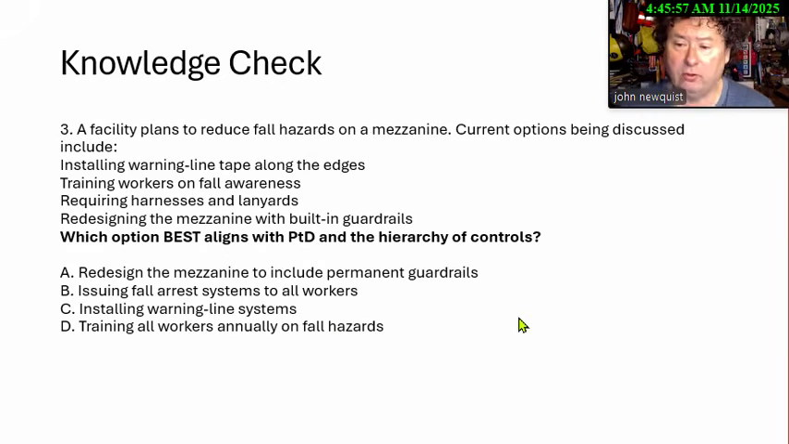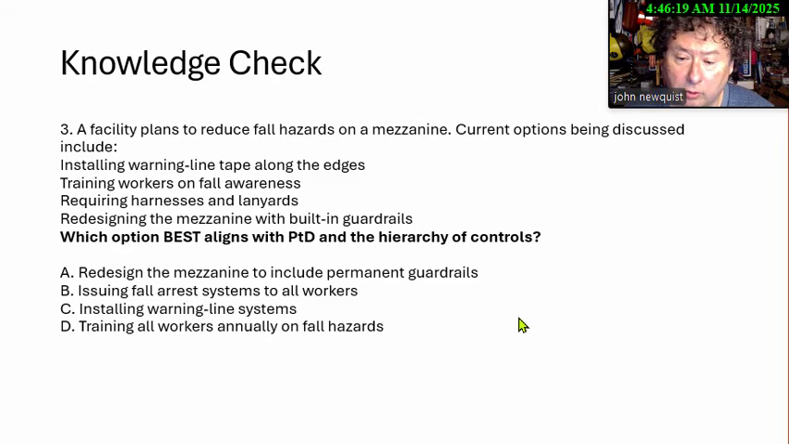A facility plans to reduce fall hazards on a mezzanine. Current options being discussed include installing a warning line along the edges, training the workers on fall hazard awareness, requiring harness and lanyards, and redesigning the mezzanine with built-in guardrails. Which option best aligns with prevention through design, PTD, and the hierarchy of controls?